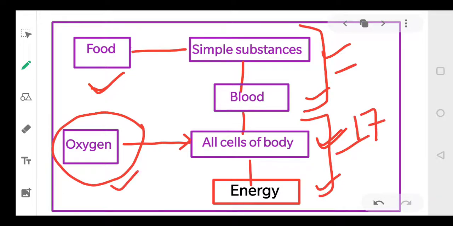How are we taking oxygen? I hope you remember the aerobic respiration. All cells will take up the oxygen and will burn this food material to produce energy. So this is the chapter that we are going to talk about, chapter 17. Okay, dear students? Shall we continue further?